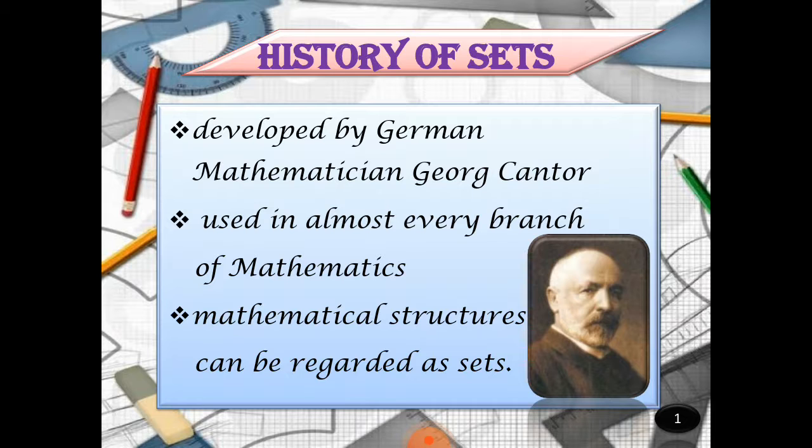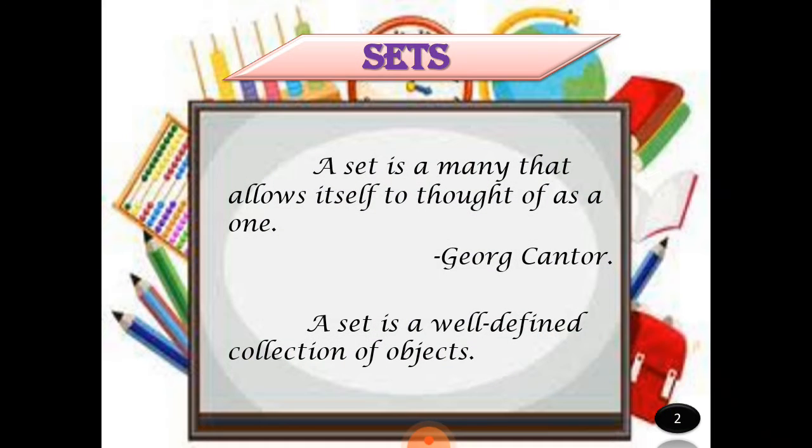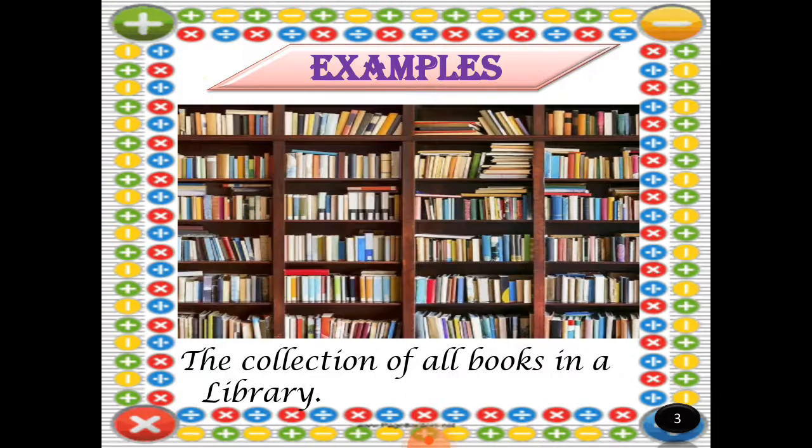In mathematics, structures can be regarded as sets. Next, let us see the meaning of set. A set is a many that allows itself to be thought of as a one, said by George Cantor. In general, we say a set is a well-defined collection of objects.